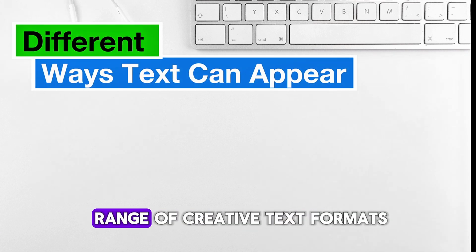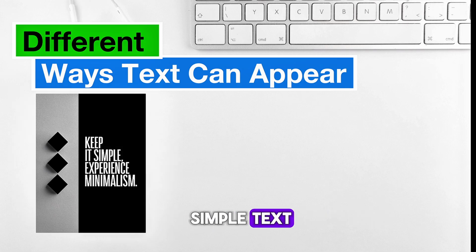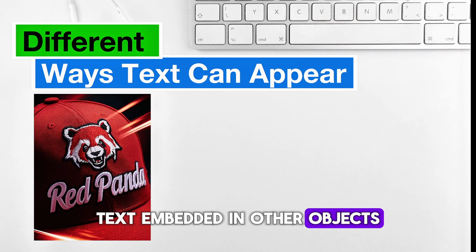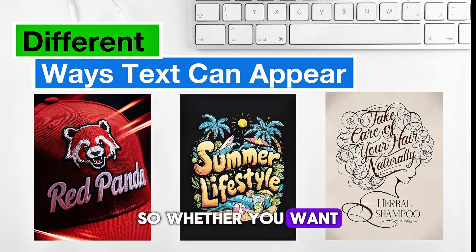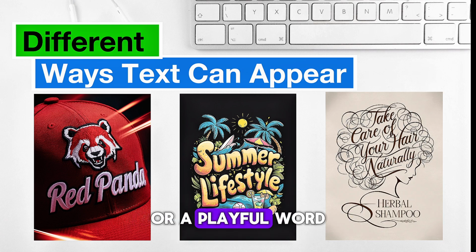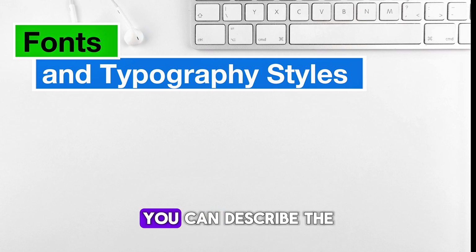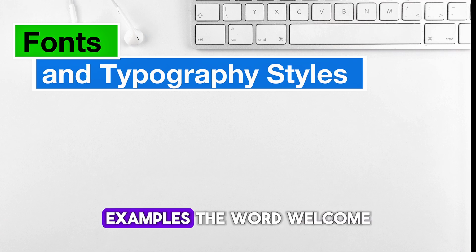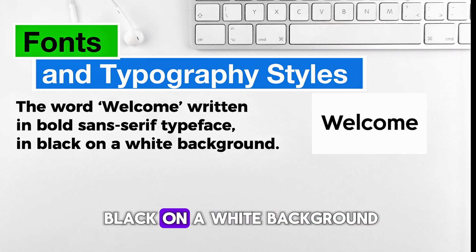Ideogram supports a wide range of creative text formats. You can use text in your prompt as simple text, logo text, text made from objects, text embedded in other objects, text as part of a design, typography as the main artwork. So whether you want a minimal quote design or a playful word built from clouds, it's all possible. While you can't name specific fonts, like Arial or Times New Roman, you can describe the style you want, and Ideogram will interpret it surprisingly well. Examples: the word "welcome" written in bold sans serif typeface in black on a white background.